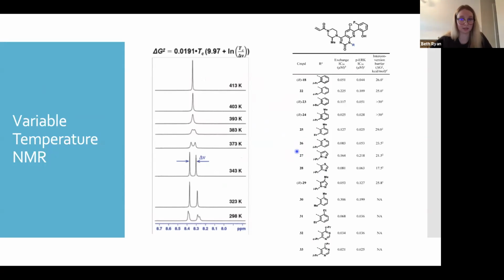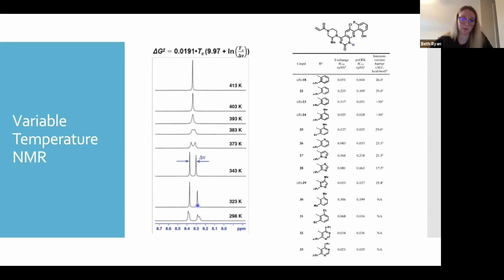I guess the data looked the cleanest for this one. But as you can see, you have two distinct peaks for the atropisomers, because since their half-life is long enough, the NMR can tell the difference between the R conformation or the S conformation. I'm not entirely sure which is which.